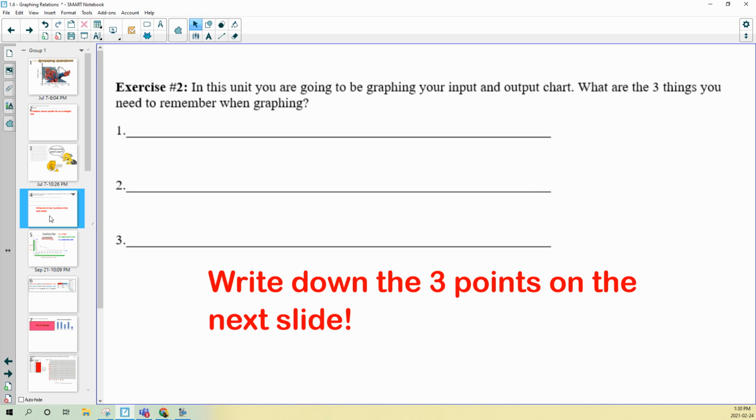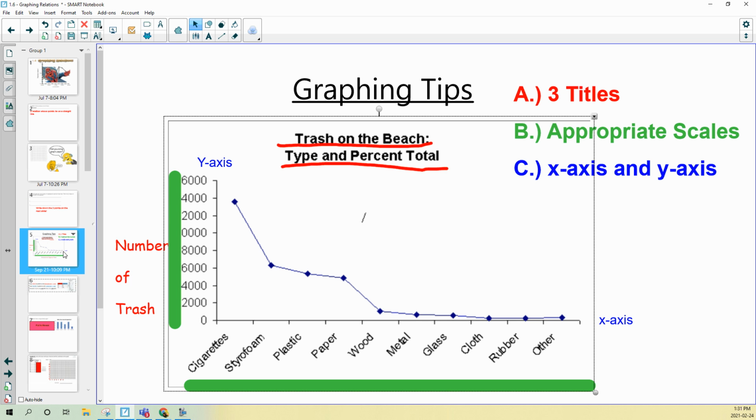And then it says, in this unit, you are going to be graphing your input-output chart. There are 3 things you need to remember when graphing. So write down these 3 points on the next slide. In this part of your booklet, you're going to write down these following points, so just make sure you have your booklet handy.